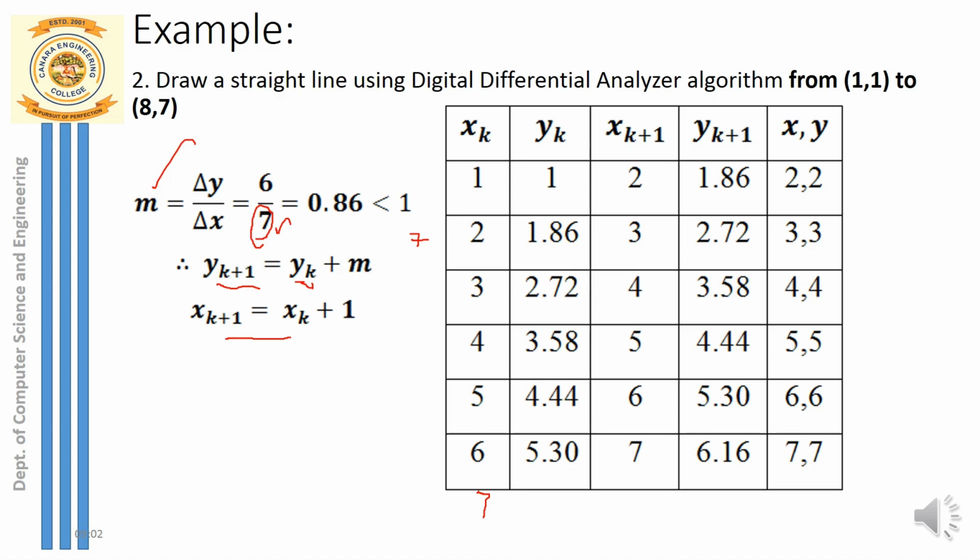Okay, so I guess now you can do it. The first point is 1 comma 1. So what is the x coordinate? You just have to increment x by 1. And what is the y coordinate?